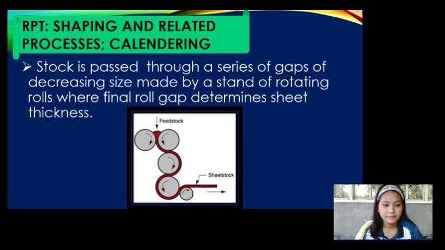Next is the shaping process and related processing, calendering, which goes from feed stack to sheet stack. But before that, in calendering, a stack is passed through a series of gaps of decreasing size made by a stand of rotating rolls, where the final roll gap determines sheet thickness.